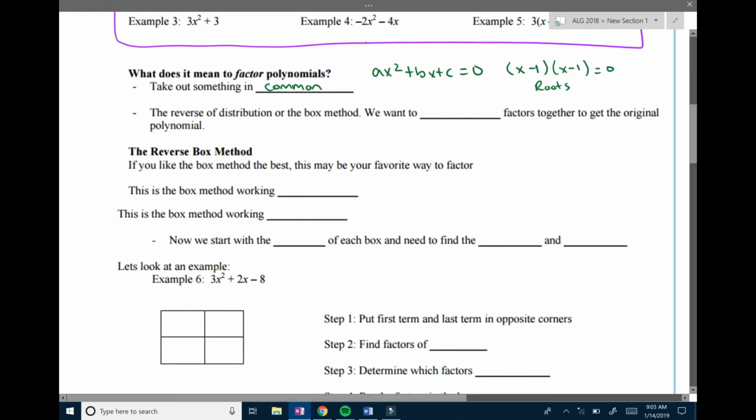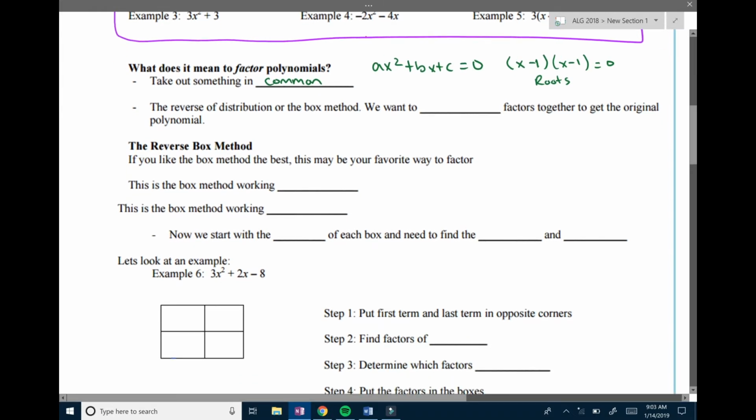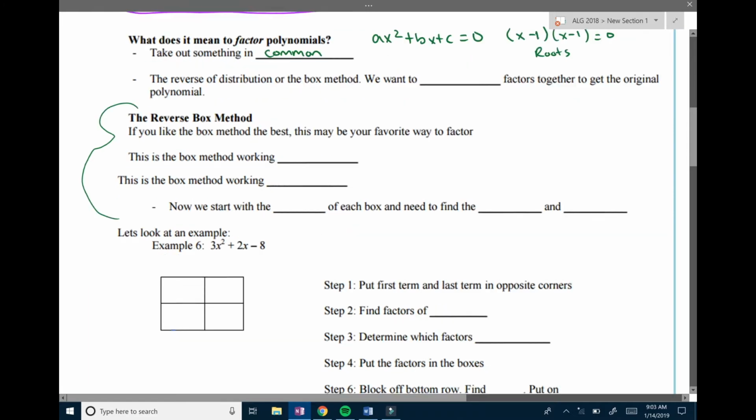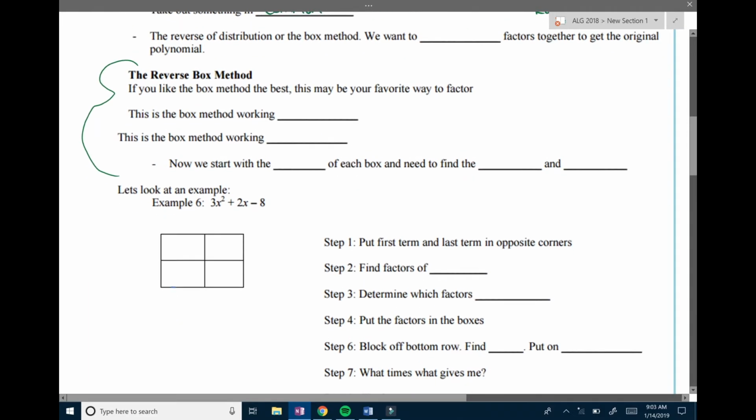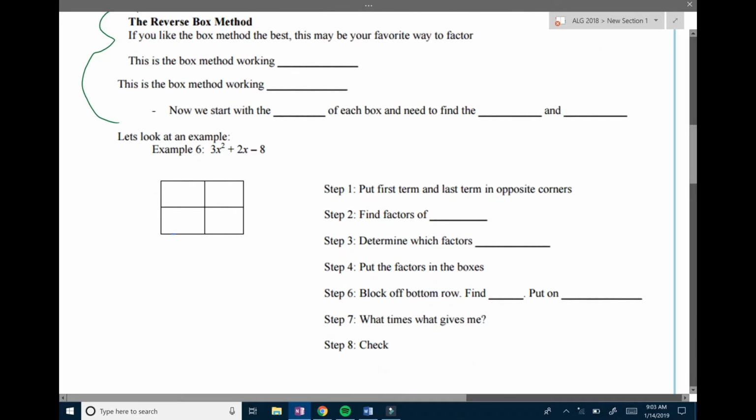Okay, so again, we're going to talk about the reverse box method, and then I'll do the banish one at the end as well. Okay, don't worry about this area right here. Okay, let's just jump into the problem. Okay, so the first problem, example 6 is 3x squared plus 2x minus 8.